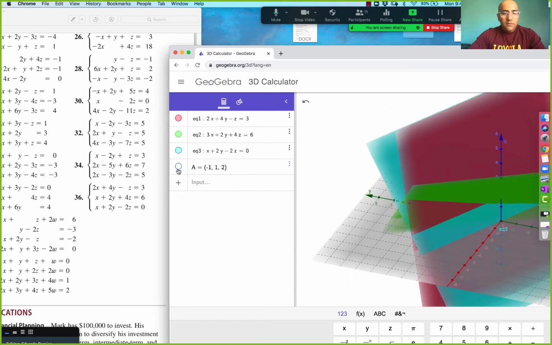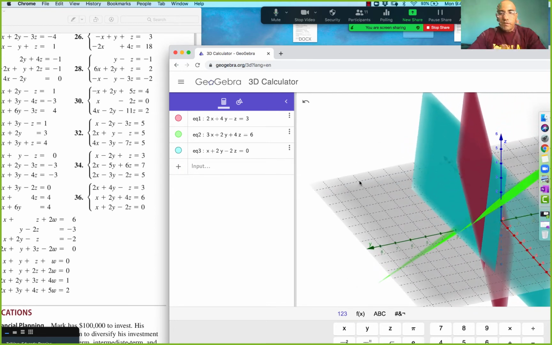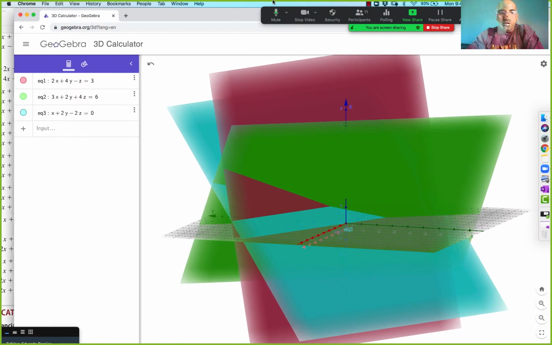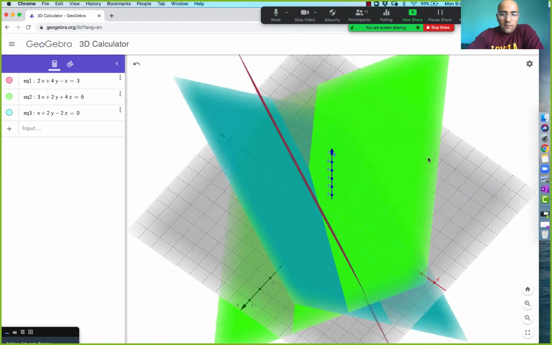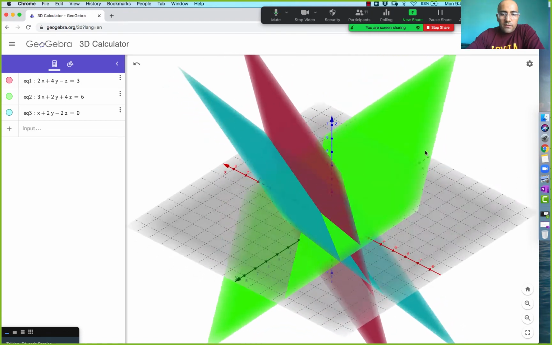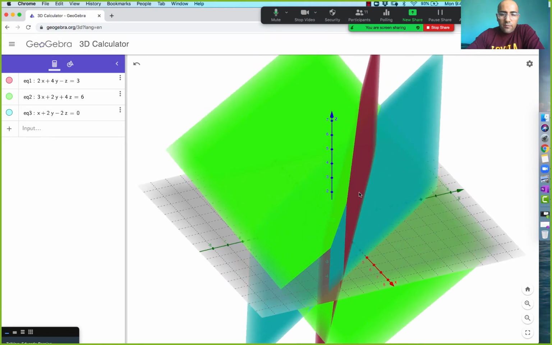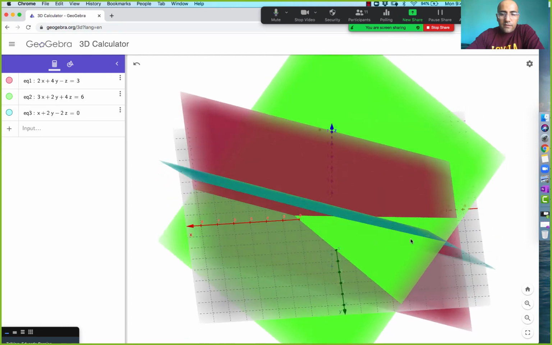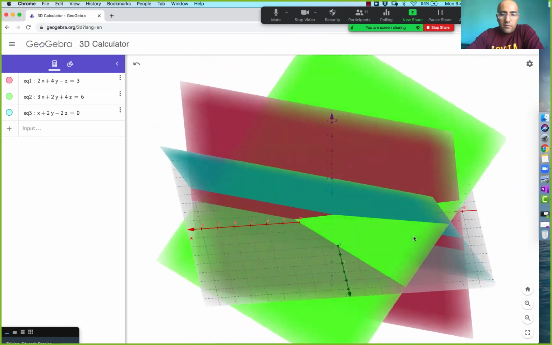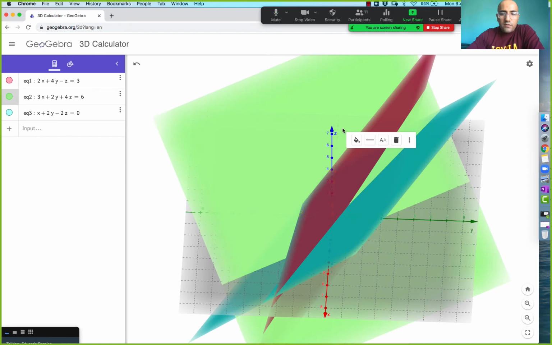And let's get rid of this thing, since that was the answer to the previous one. Okay, so here is what that looks like. And just by looking at it, it looks like there will be an answer. There is a point in the center there that belongs to all three planes, correct? Maybe looks like it to me. Something right in there somewhere. It looks like there will be a solution to this.